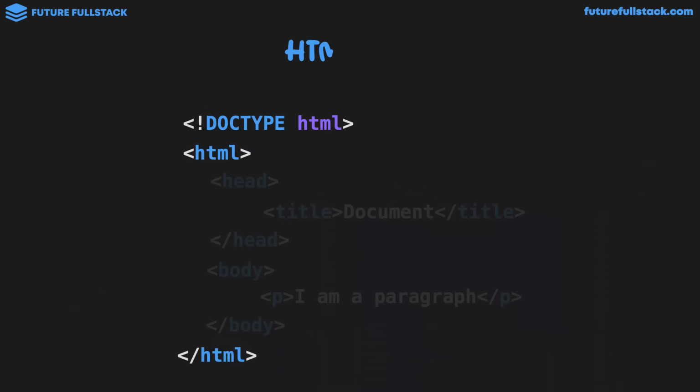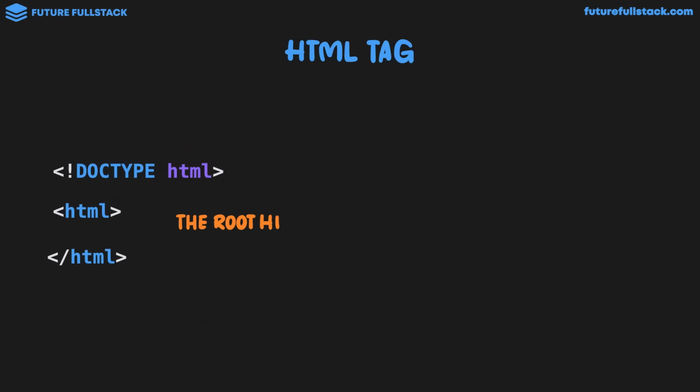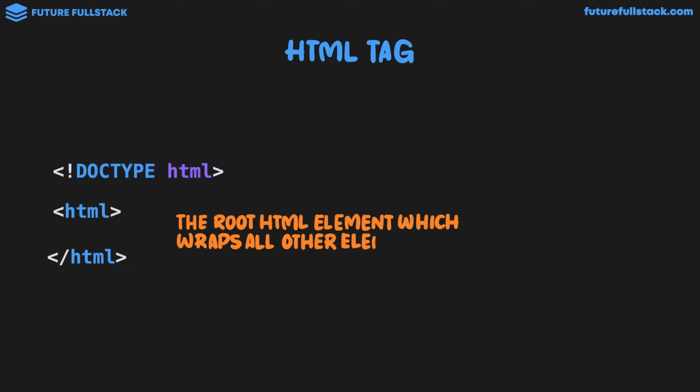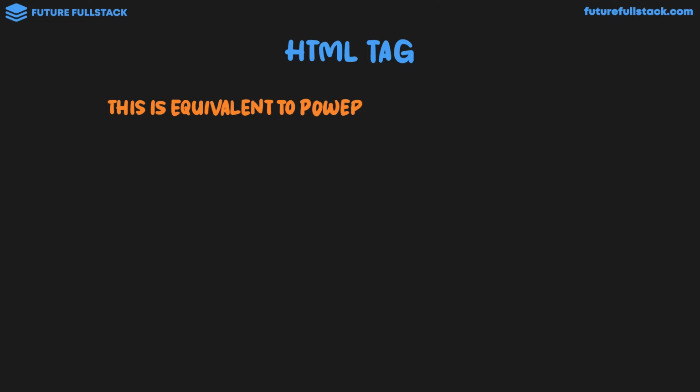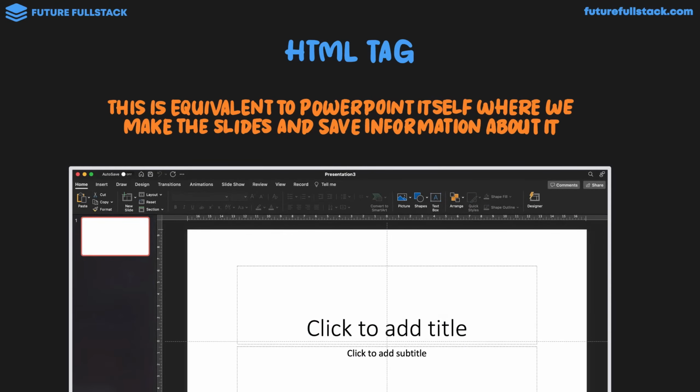Moving on to the HTML tag. This is the root HTML element which wraps all other elements. It's like the binding and cover of a book, a wrapper containing everything inside. In our PowerPoint analogy, this is equivalent to the PowerPoint itself, where we make the slides and save information about it. It's the actual PowerPoint desktop application.